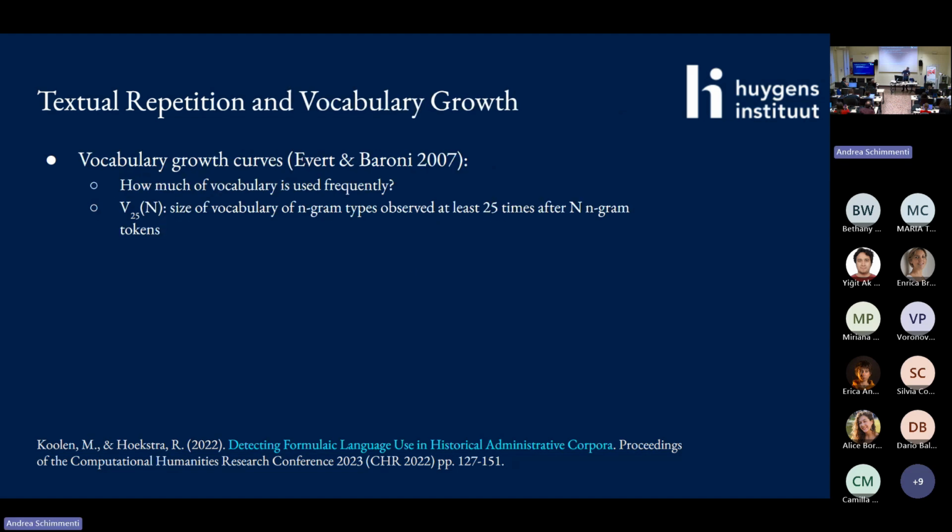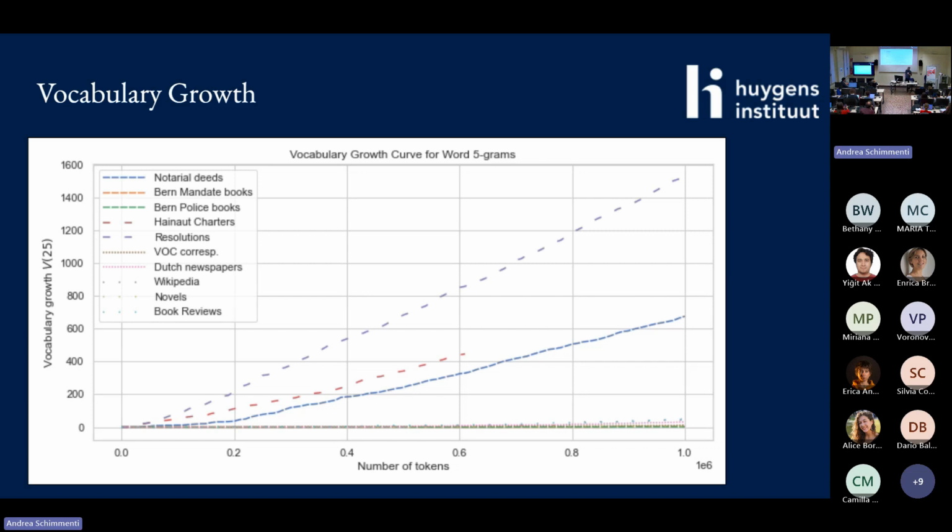So there are nice measures to express this, vocabulary growth curves. In our case, we say, well, if a 5-word phrase occurs 25 times in exactly that order, that's probably quite a good signal for a formula. It's a bit of an arbitrary choice, but it works. So at every n-gram we've observed, we see how many different phrases we have seen at least 25 times. So you can make these nice curves.